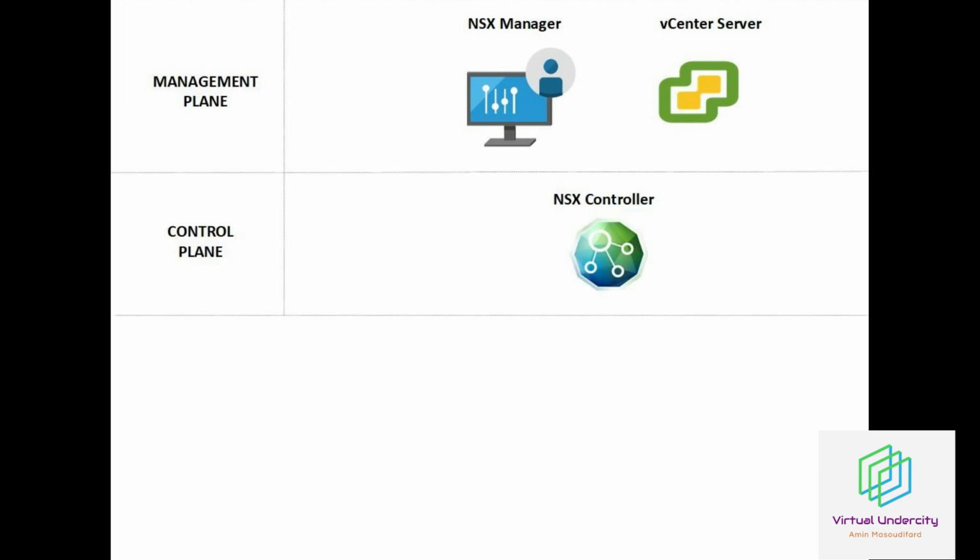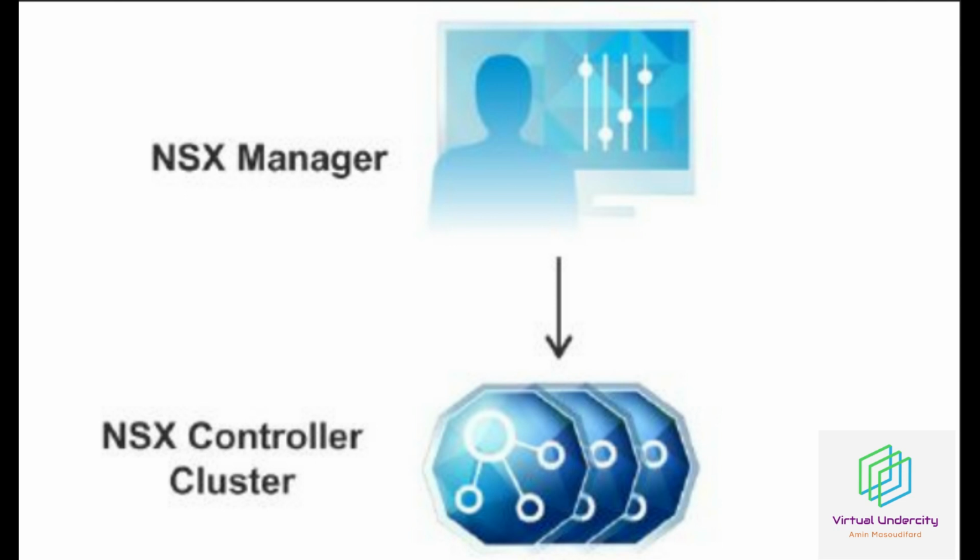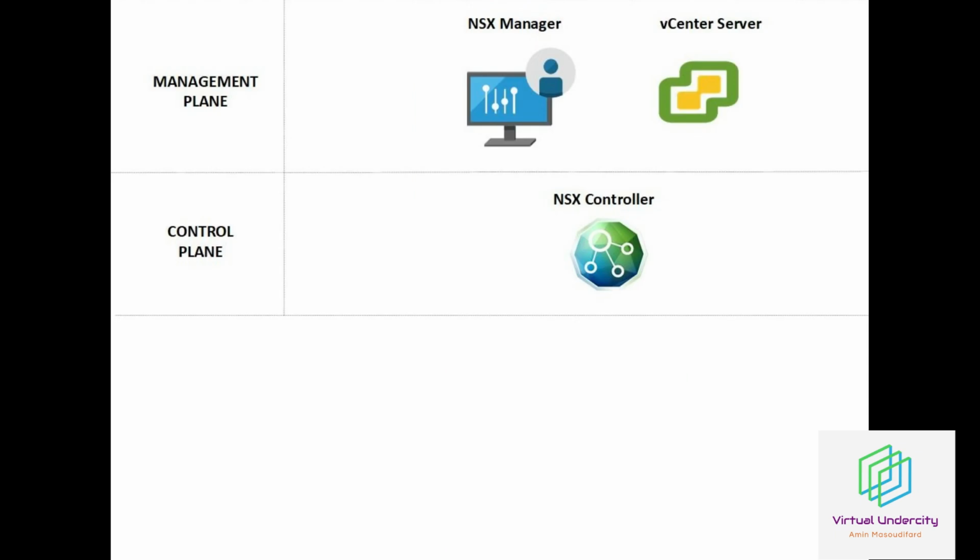Next, we have to create an NSX controller cluster including at least 3 controller nodes. Actually, there are 3 VMs that keep all the layer 2 and layer 3 information, including all related tables of virtual routers and virtual switches. Because they are in a cluster structure, we have load balancing and failover in the control plane.